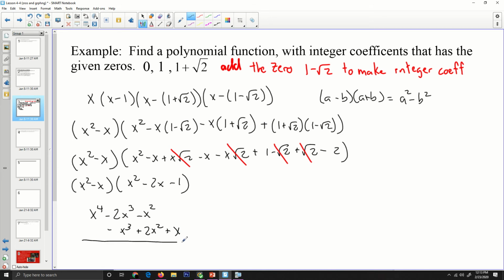And if I did all of my multiplications and additions correctly, my final answer is going to be x to the fourth minus 3x to the third plus x squared plus x. And I think that that is correct.